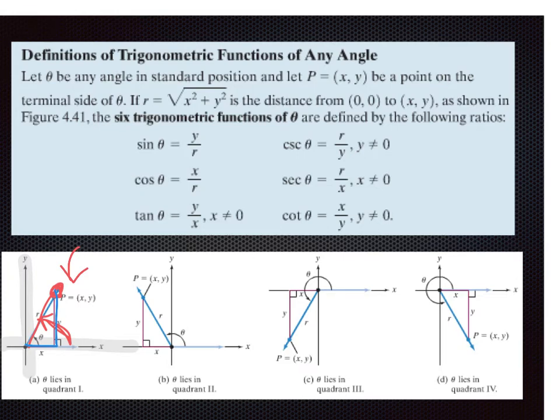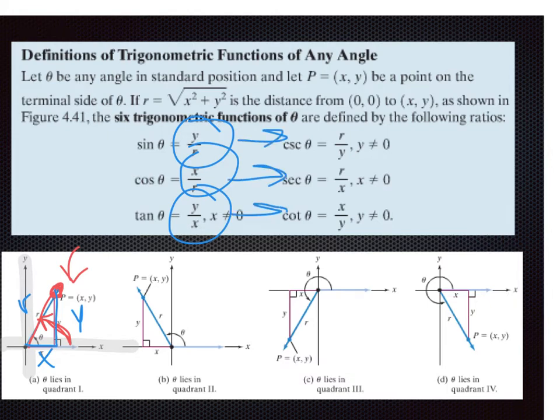So you don't really need to have this memorized, it can help, but if you just think about where your angle is, sine would be opposite over hypotenuse. The opposite in this case would be the y. The hypotenuse is going to be the radius. Cosine would be adjacent over hypotenuse, which in this case is going to be the x. That's your adjacent side. Hypotenuse is the radius. Tangent is opposite over adjacent, which would be y over x. And then obviously we flip them to get our reciprocal functions.